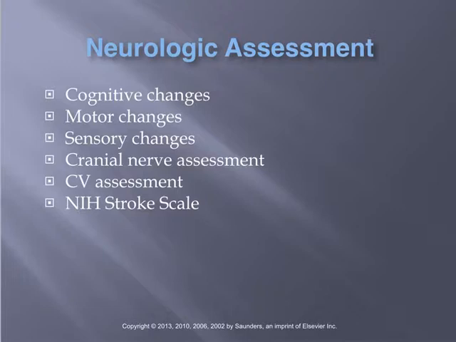So again, neurological assessment, what are we going to look for? We're looking for any change in cognition, motor, sensory, cranial nerves, cardiovascular assessment, and a great tool is the NIH scale, which we're going to talk about in lab this week. So what are some examples of these? Well, disorientation, confusion, emotional changes, personality changes, aphasia, slurring of words, sensory changes such as paresthesia, visual changes, hearing changes, unilateral numbness or weakness in the face or limbs, seizure, or even a TIA.